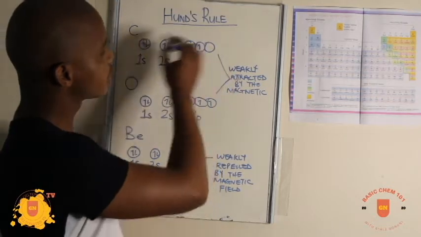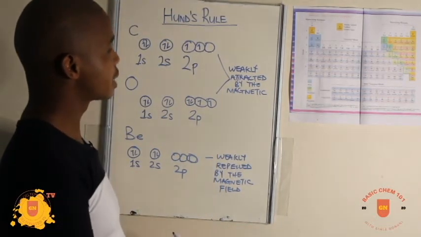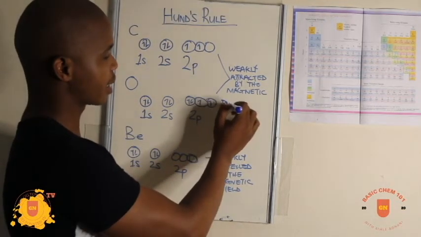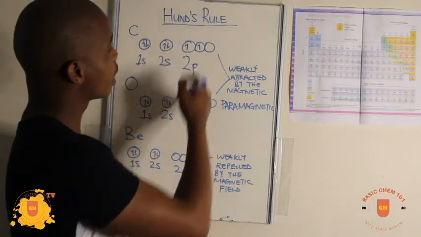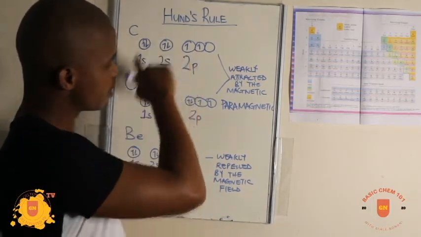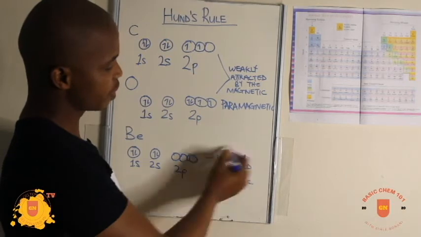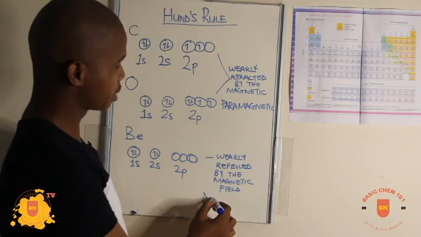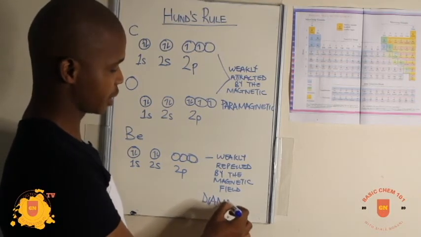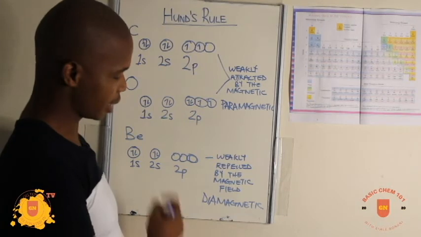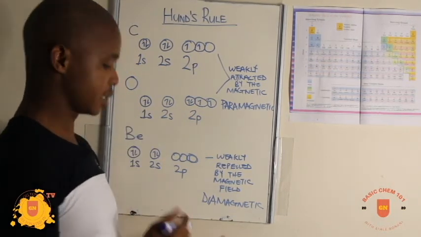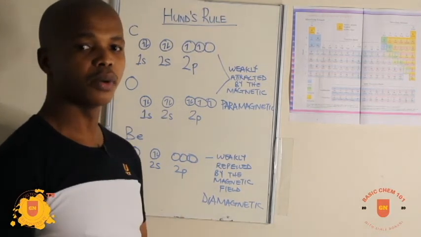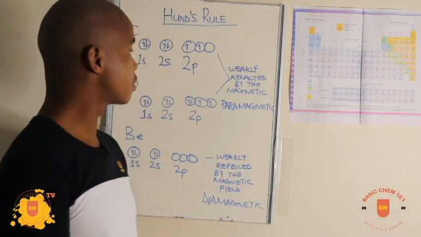Now, if your atoms are weakly attracted by a magnetic field, they are known to be paramagnetic, which means there are unpaired electrons in your orbital diagram. And if they are weakly repelled by a magnetic field, it means they are diamagnetic, which means you have only paired electrons. So that is Hund's rule and how it applies to the magnetic field.